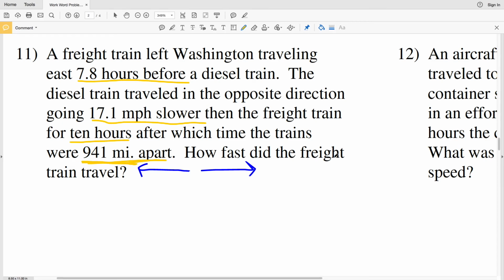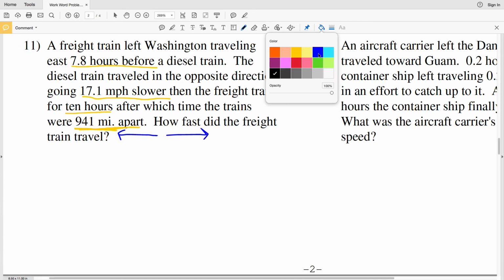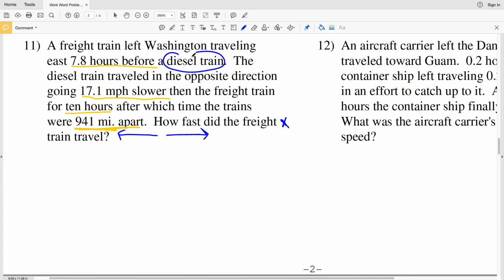And it's asking us how fast did the freight train travel. So let's call that variable x. So how fast the freight train traveled is our variable x. The freight train left Washington traveling east 7.8 hours before the diesel train. We know that the diesel train traveled a total of 10 hours. So if the freight train left 7.8 hours before, then we know that the freight train traveled a total of 7.8 hours plus 10 hours.